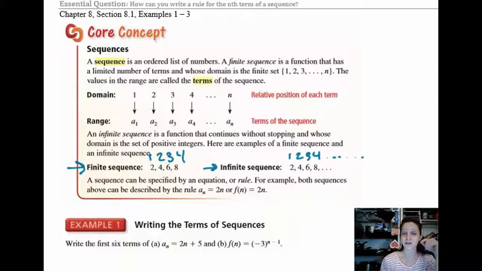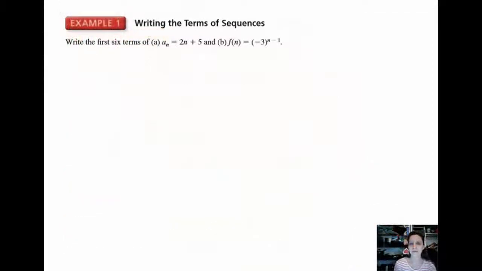And in this lesson, we're going to do two things. We're going to see a rule, and we're going to have to write out the first terms of the sequence. And then we're going to work backwards. We're going to be given the first terms of a sequence, and we're going to have to find the rule. Example 1, writing the terms of a sequence. Write the first 6 terms of A.